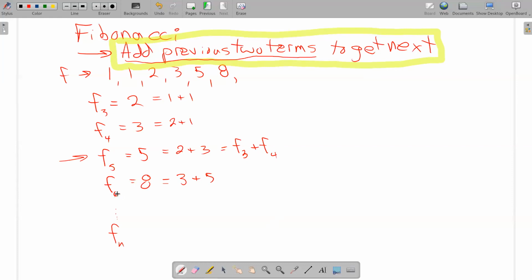Let's think about that. For the 6th term, the terms before the 6th one should be the 4th and the 5th. So if I take the 4th term, add it to the 5th term, that should give me the 6th term. So 3 is the 4th term and 5 is the 5th term, and yep, that's how I got the 8.